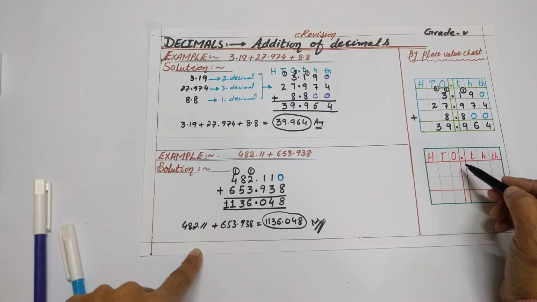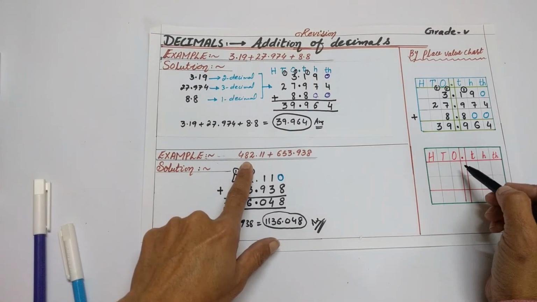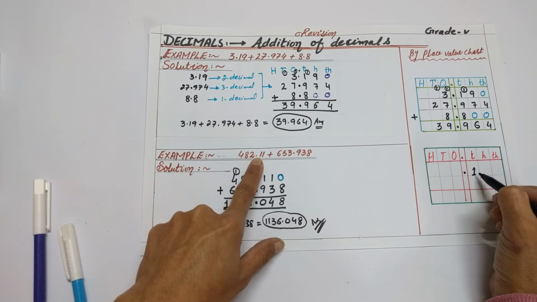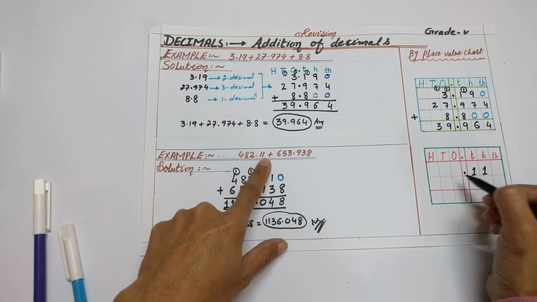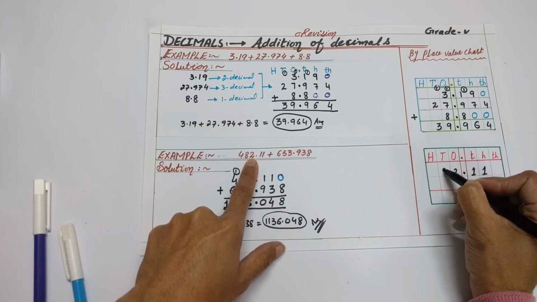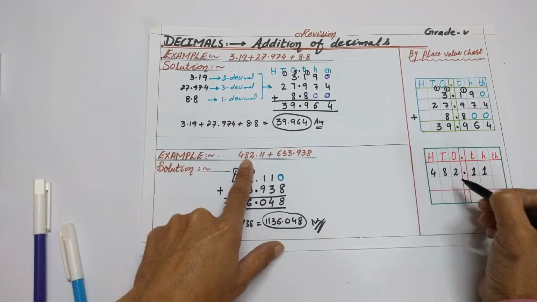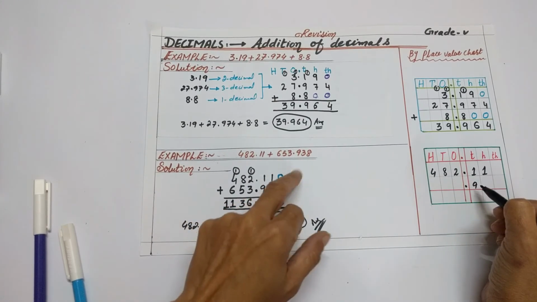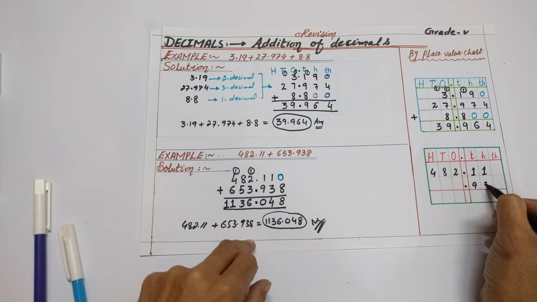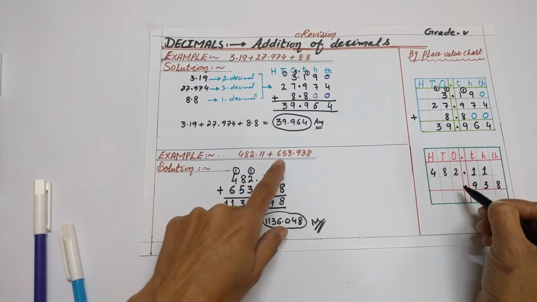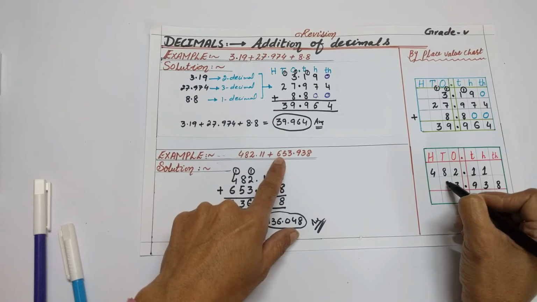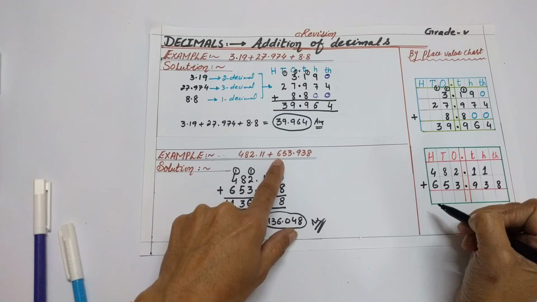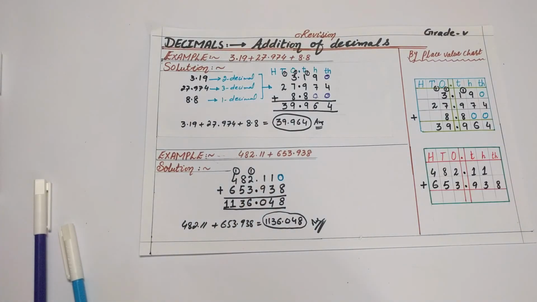Our first number is 482.11. So firstly we will put the decimal. Right side first digit is 1, second digit is 1. Left side we have 2 ones, 8 tens and 4 hundreds. Put the second number's decimal. 9 tenths, 3 hundredths and 8 thousandths. 3 ones, 5 tens and 6 hundreds. Put the addition sign. So here you can see this one is an unlike decimal.